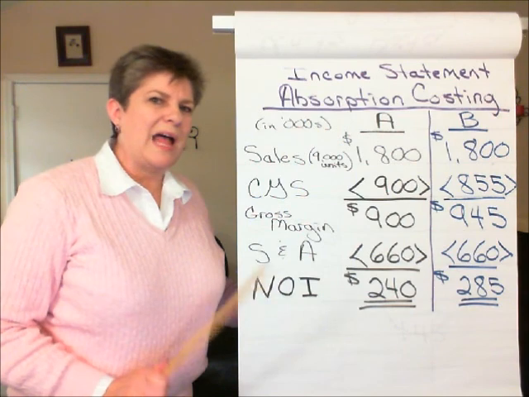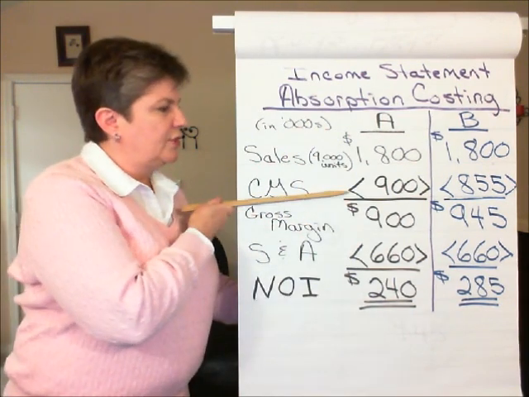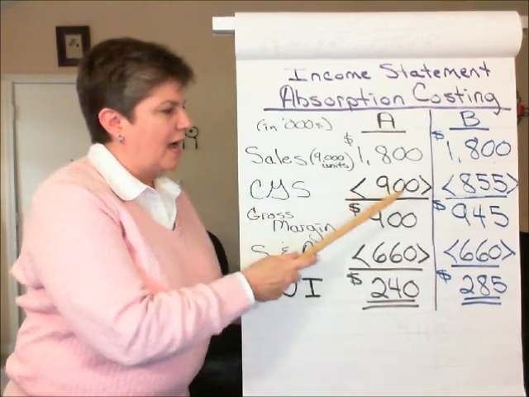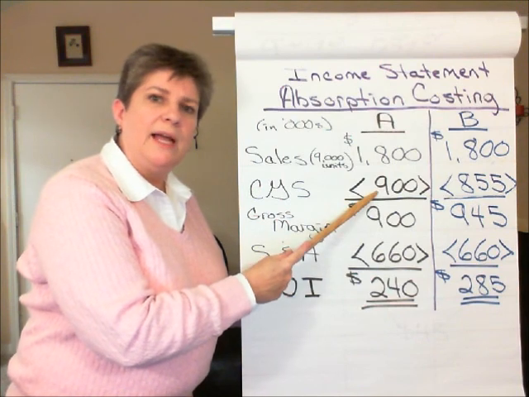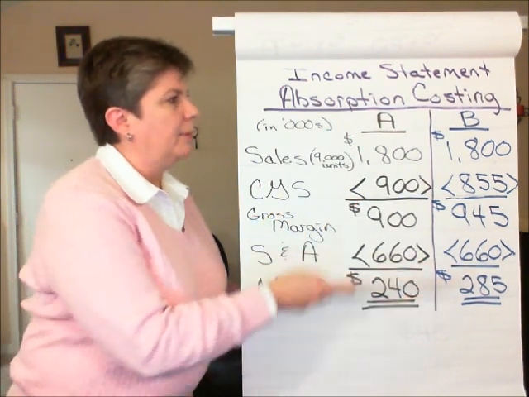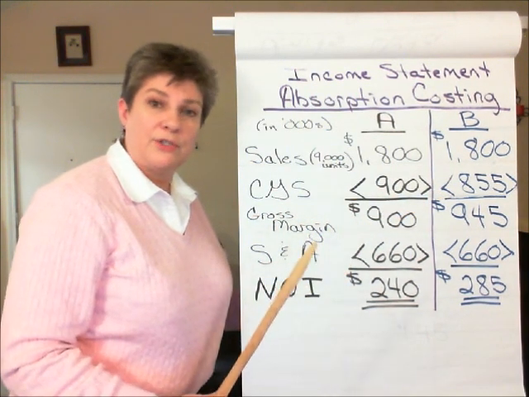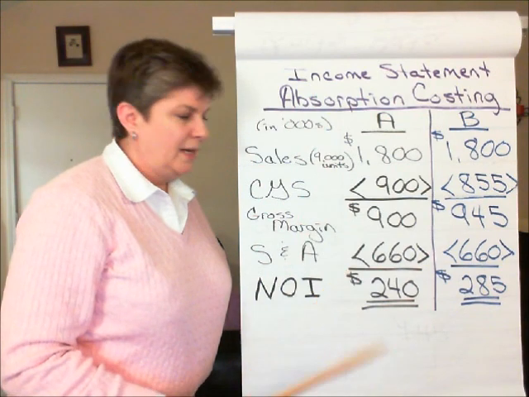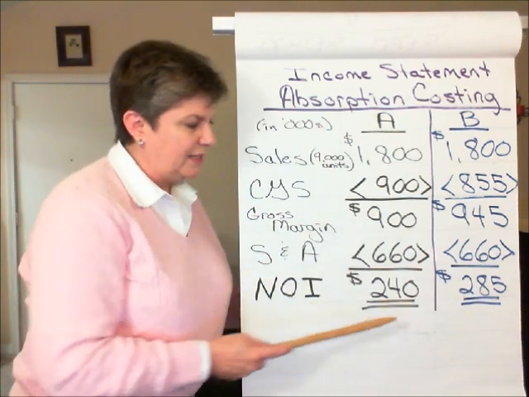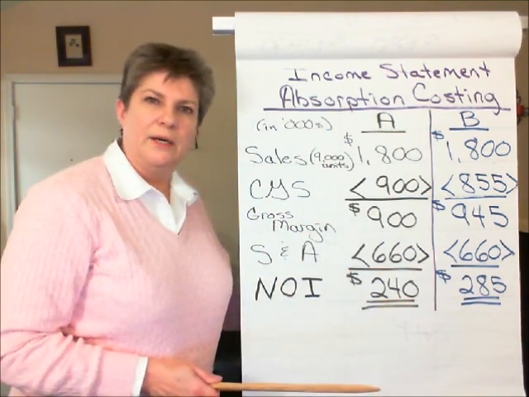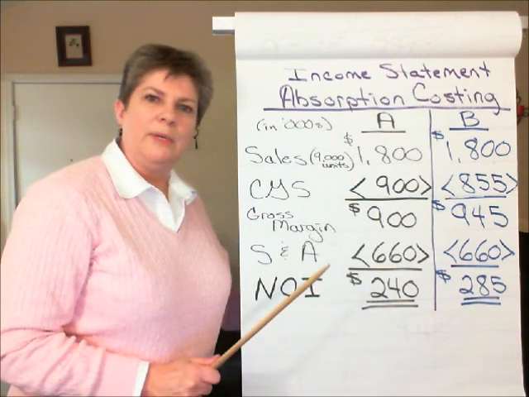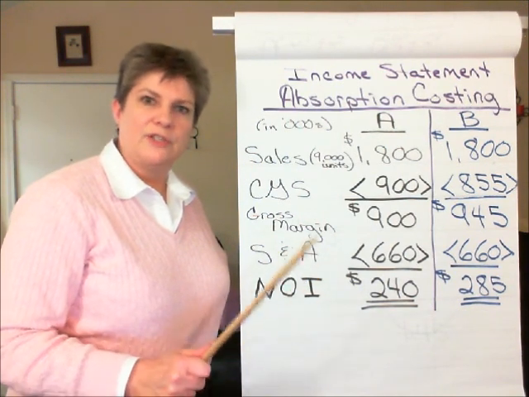$285,000. So how is it that cost of goods sold for 9,000 units in scenario A is different from cost of goods sold for 9,000 units in scenario B if all the costs are the same? And in turn, how does that lead to a difference in net income? So this is what we're going to be examining in the next video.